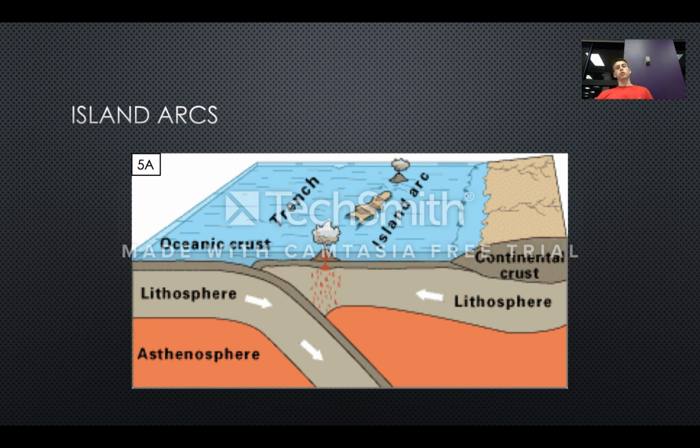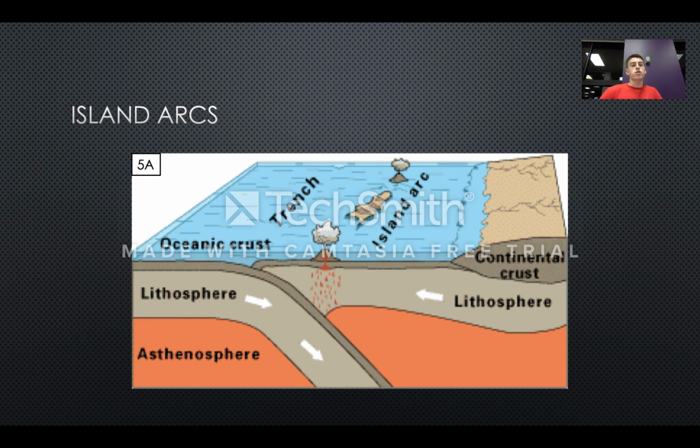Hot water from the plate being subducted is released into the overlying plate, which lowers the melting temperature of the rocks in the mantle. And with their melting temperature lowered, they succumb to heat and pressure under the Earth to form magma.